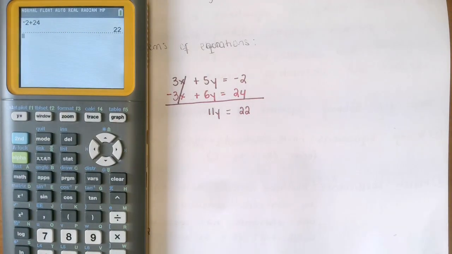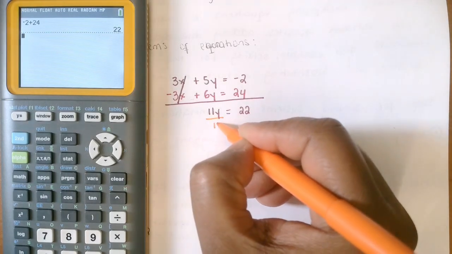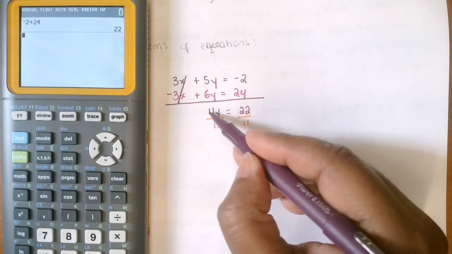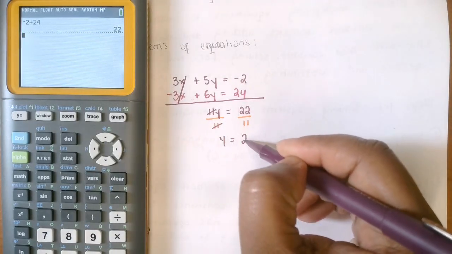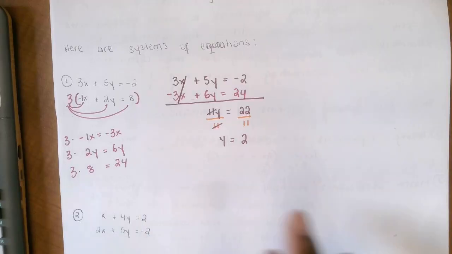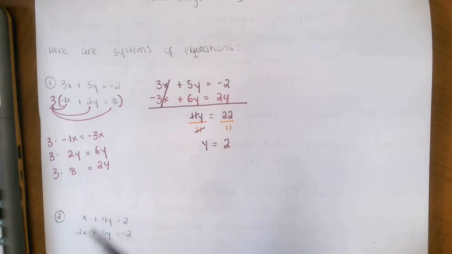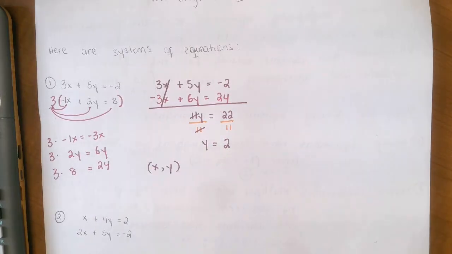Again, we never want to leave a variable with a number greater than 1 or a negative sign, so we're going to divide by 11 on both sides, and always what we do on one side we have to do on the other. So it's going to be y equal 2. Good. Now we need to figure out what the value of x is, because we want to leave our answer in an x comma y form.